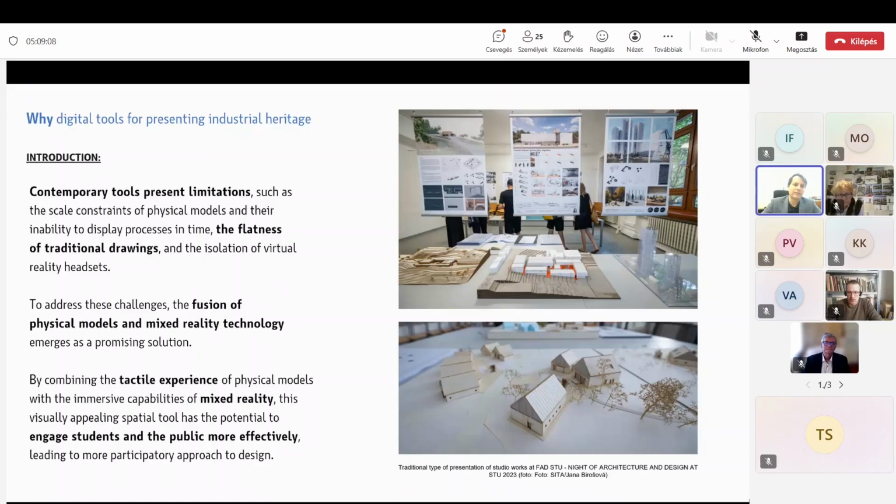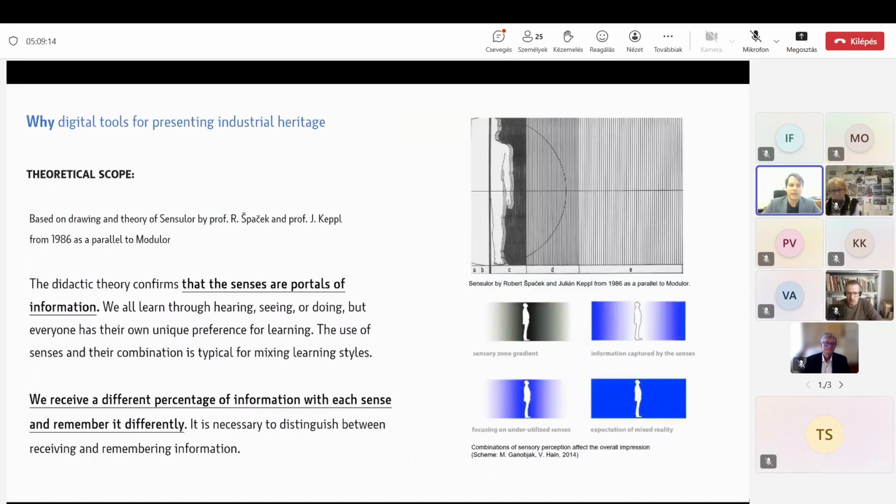So therefore, classic 2D presentations are sometimes not efficient, and according to the theory of Professor Spacek and Keppel from our Faculty of Architecture, who invented Sensulor, we are aware that our senses are portals to information, and just by a visual look, we do not really remember everything that is necessary to understand, and in presentations of industrial heritage, even more.